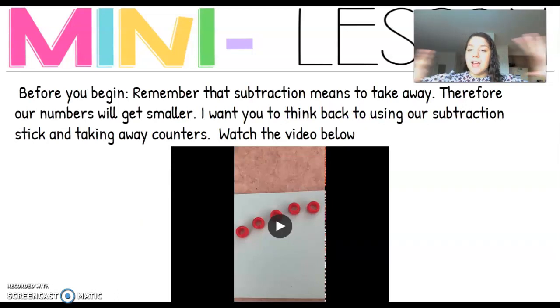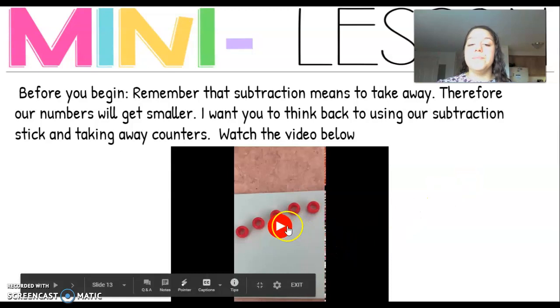Say take away and move your hands back. That's the way we've been practicing showing subtraction or taking away. And when we subtract, our number is going to get smaller because we took away. I want you to think back to using our subtraction stick and taking away counters. Watch this video to help you remember.